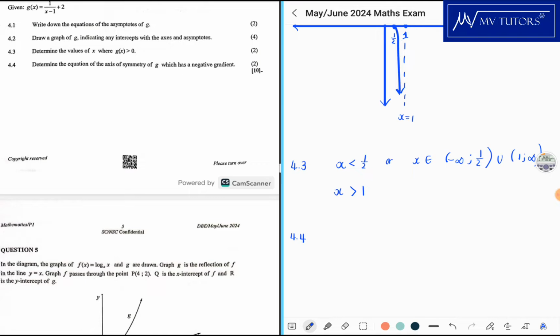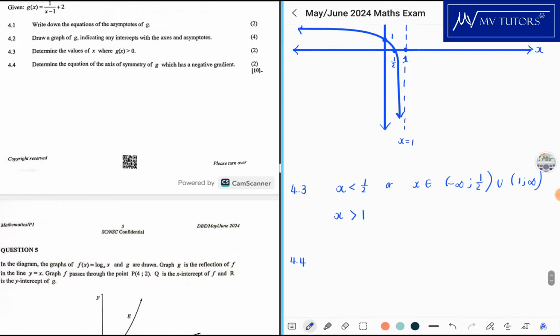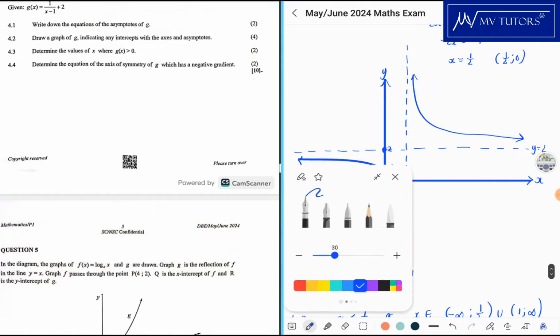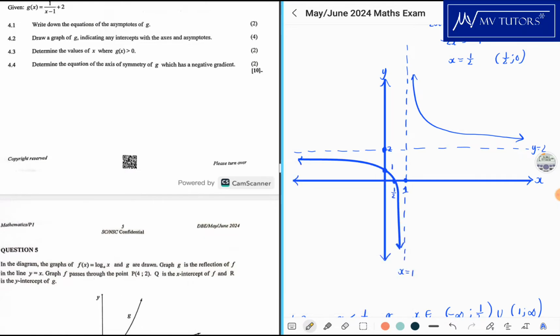Now 4.4, determine the equation of the axis of symmetry of g which has a negative gradient. Now you know when it comes to hyperbolas, you have 2 functions, okay? 2 axes of symmetry equations. All right, one which has a negative gradient and another which has a positive gradient.